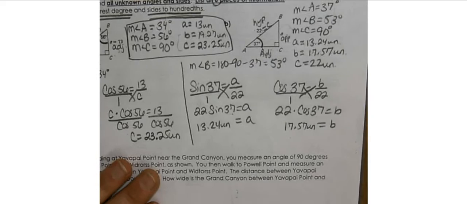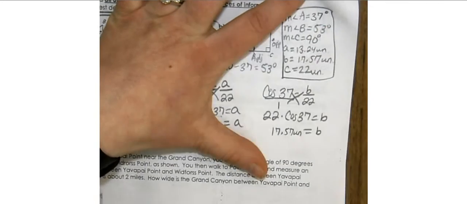And that is it. We have officially solved our triangle and have identified all 6 pieces of information, all 3 angles and all 3 sides. Let's go ahead and look at example number 7.